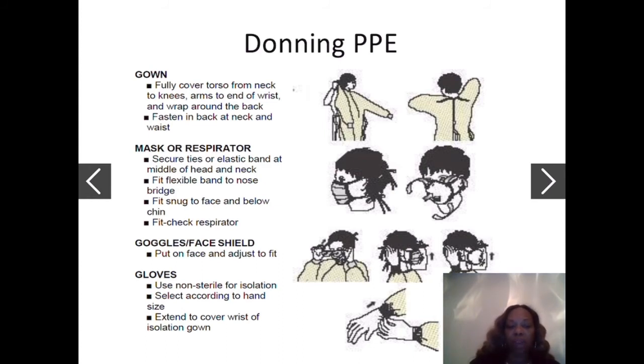Use non-sterile gloves for isolation. You want to select your gloves according to your hand size and extend them to cover the wrist of an isolation gown. So the order of donning PPE, you want to put on your gown first, then your mask. You're going to then put on your goggles or your face shield, last the gloves.